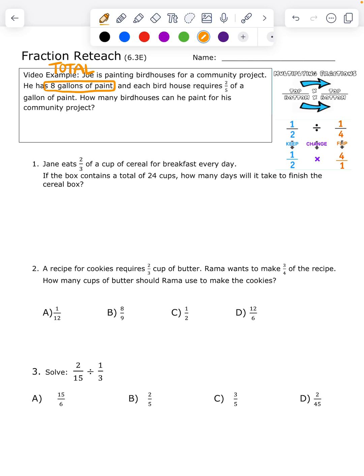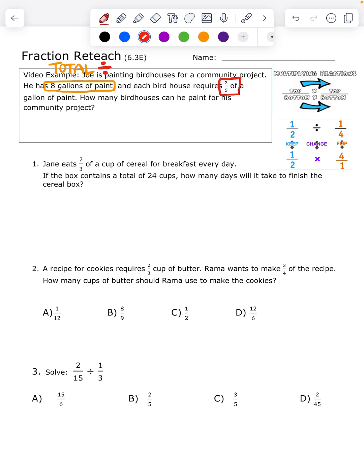And it says, and each birdhouse requires 2/5 of a gallon of paint. So normally when we see fraction of, we would multiply. But in this case, we know the total, and total is more important. So anytime you know the total, you are going to be dividing.